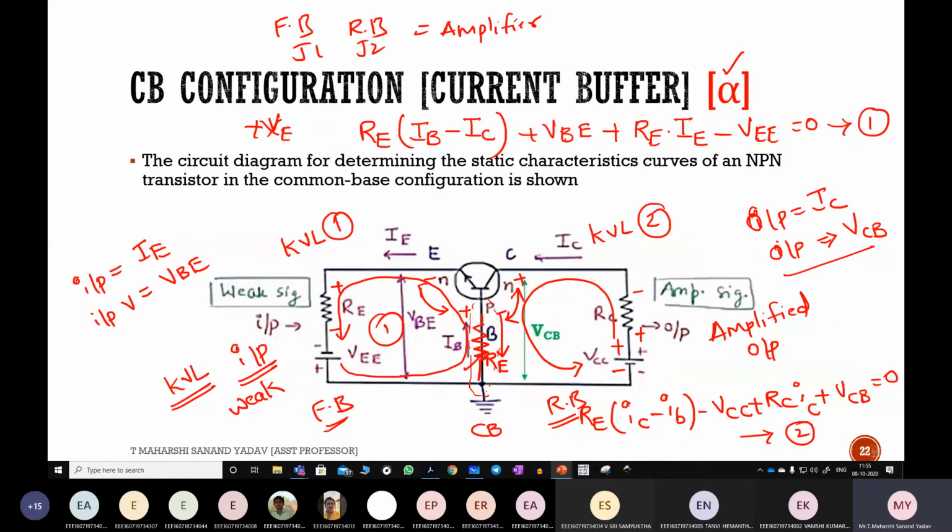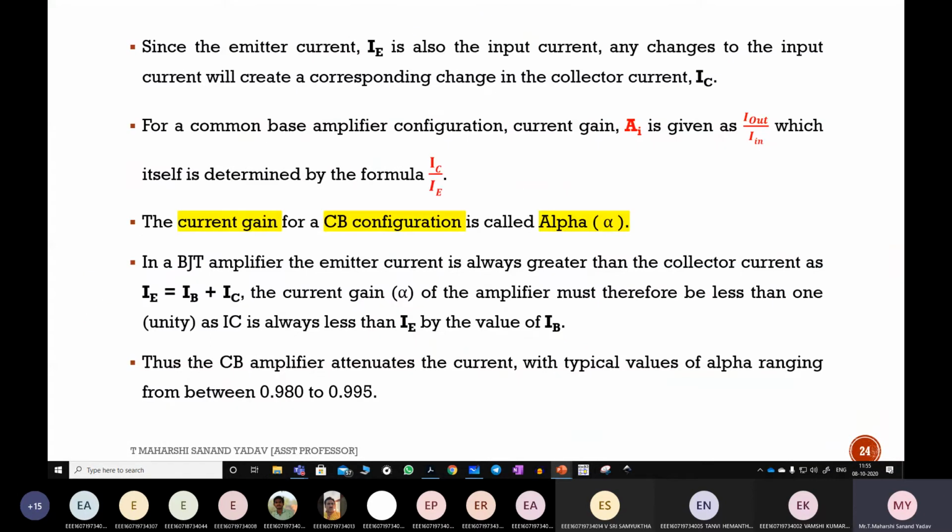If it is common base, the base should be grounded, and you take care of what is input current and voltage, followed by output current and voltage. Say this: IC by IE, is this alpha, beta, or gamma? Yes, alpha. So alpha is nothing but IC by IE, output current by input current. This is I out, this is input, so simply I can write it as gain. So AI is nothing but output current by input current.